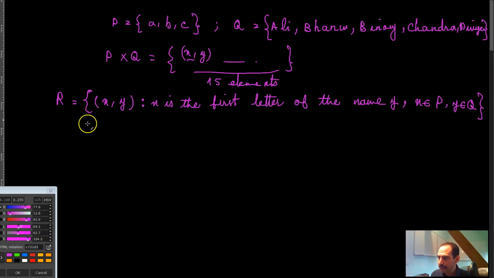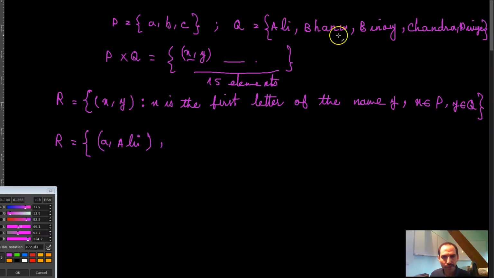Now, based on that, I can write the set R in set builder form. In roster form, I can write that as, for example, A goes only with Ali, A and Ali.